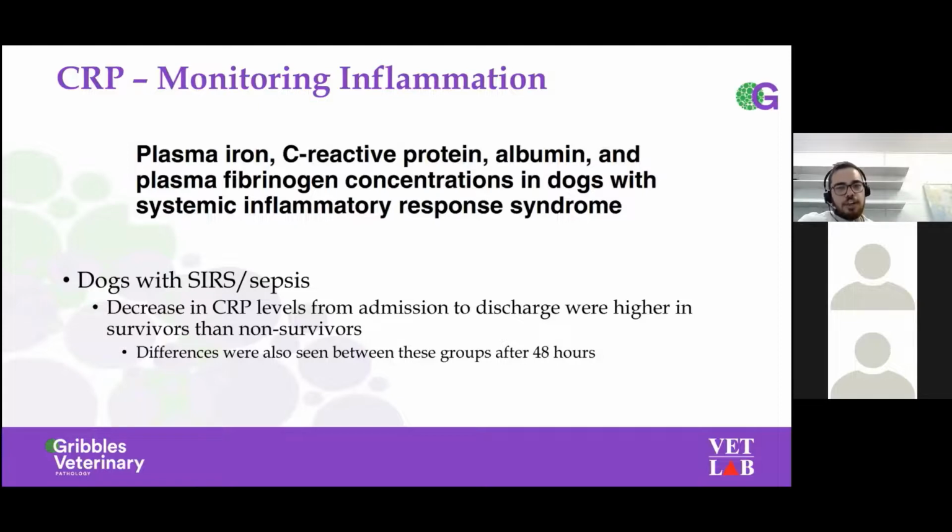But what they found was that if they monitored these dogs over even a fairly short time frame, like 48 hours, they started to see differences in the CRP concentrations between survivors and non-survivors. So in those survivors, they tended to see that CRP levels were decreasing over time, indicating that basically their treatments or their interventions were getting on top of their inflammation. Whereas in dogs where their CRP levels were unchanged or increasing, potentially those dogs carried a worse prognosis.